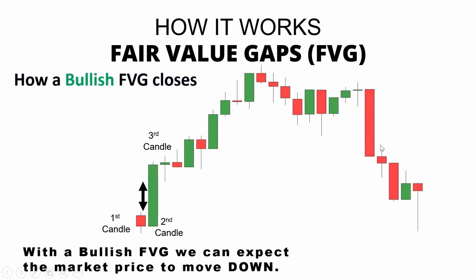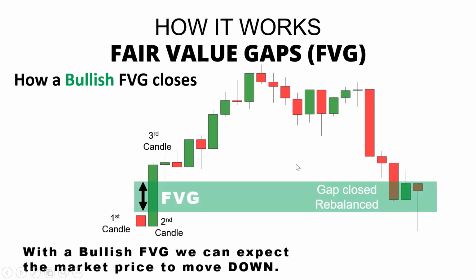And notice here, another fair value gap formed within this range. So this fair value gap formed, price went up, there was buy-side liquidity, price came back down, swept the liquidity, filled the gap, closed, rebalanced, and took away the inefficiency.